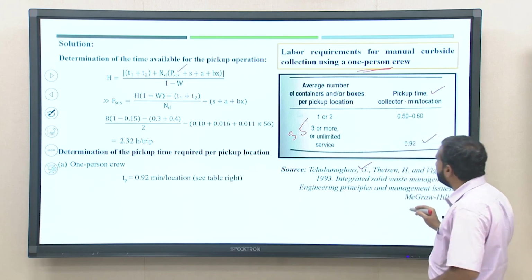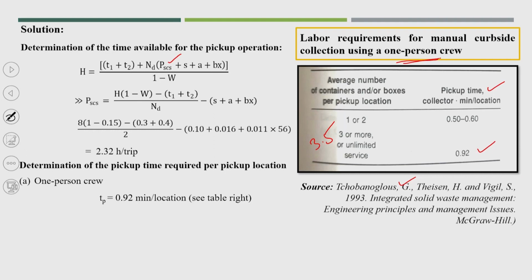Just remember that if there are more than 3 containers in each pickup location, then the TP value will be 0.92 collector minute per location, and if there are only 1 or 2 containers, in that case we can take a value of 0.5 or 0.6, an in-between value.